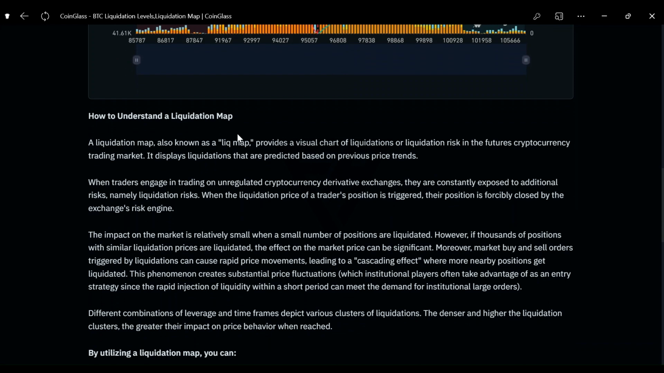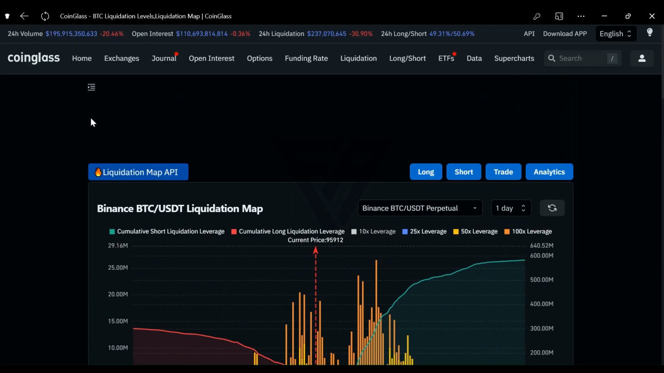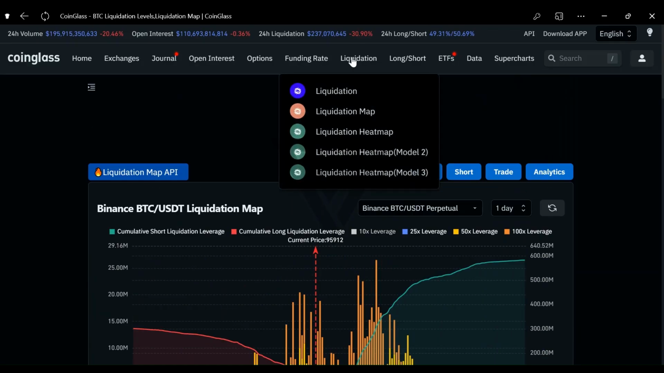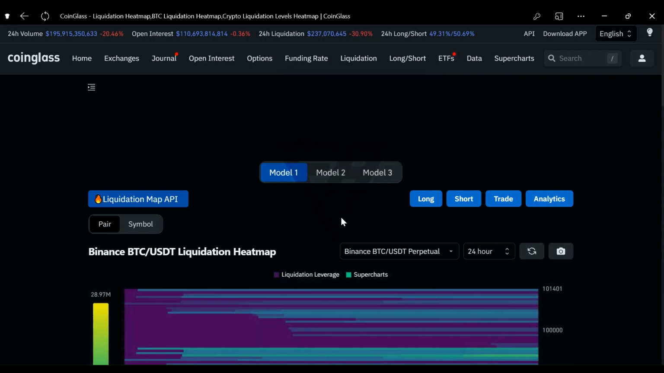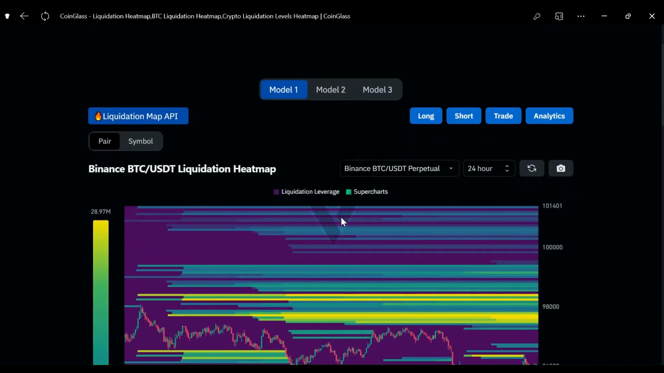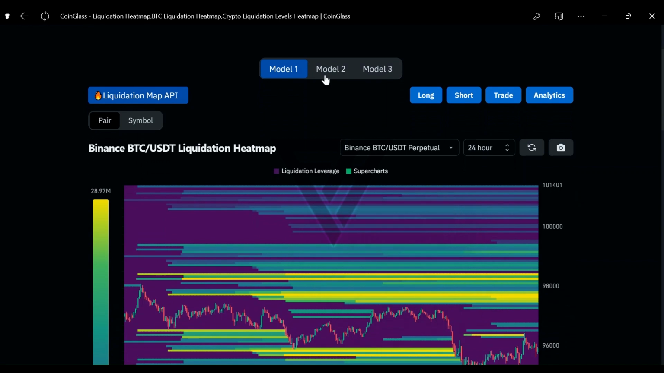Different combinations of leverage and time frames depict various clusters of liquidations. The denser and higher the liquidation clusters, the greater their impact on price behavior when reached. Let's move to liquidation heat maps. CoinGlass has 3 different models for liquidation heat maps. You can look at the liquidation heat map by coin/symbols and time frames and by exchanges.